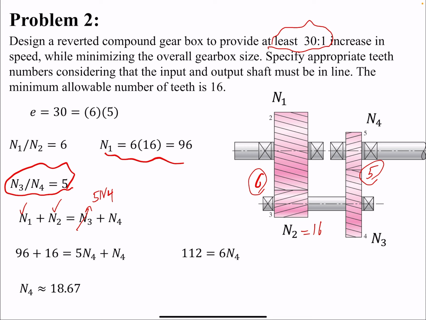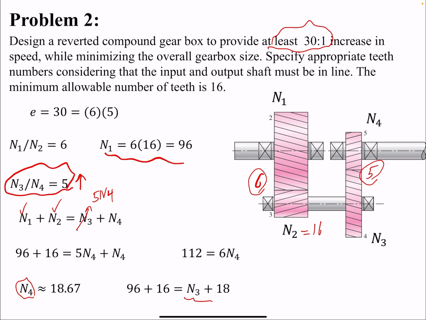For me to get at least 30 to 1, I want my ratio to be more than 5. So if I have to round it, I have to round this down. That's the smaller gear, the gear that is in the denominator. So I'm gonna round it down to 18. Once I do that, then I need to find what would be the value of N3 here.